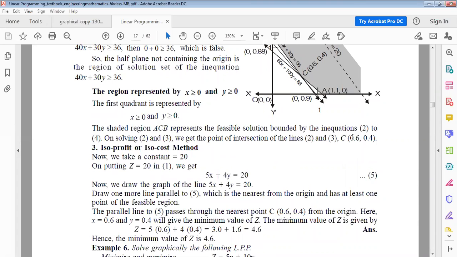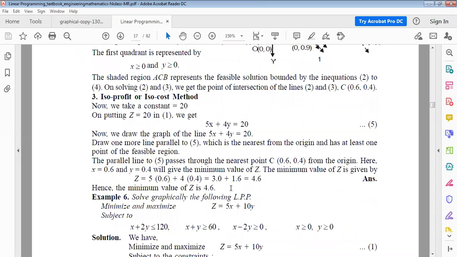This is why it will be the feasible solution for the isocost method, which gives the minimum value of z. The minimum value of z is given by putting the point 0.6 and 0.4 in place of x and y respectively. We get 4.6, which is the minimum value of z.